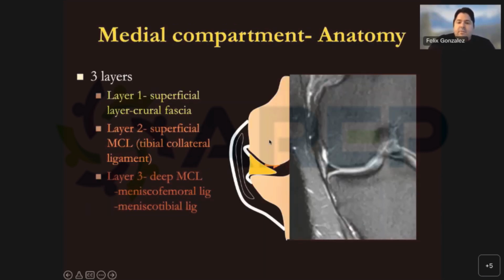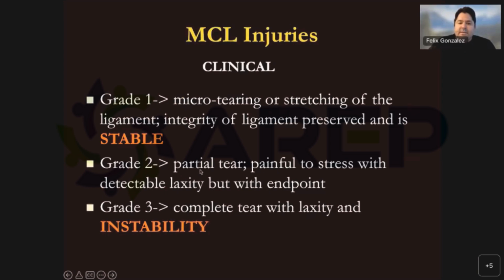The medial collateral compartment anatomy consists of 3 different layers. Layer 1 is the most superficial, the crural fascia overlying the medial collateral ligament. Layer 2 is the superficial tibial collateral ligament band. And the deep layer consists of the meniscofemoral ligament, which is this one here, and the meniscotibial ligament. So 3 layers constitute the anatomy of the medial collateral ligament.